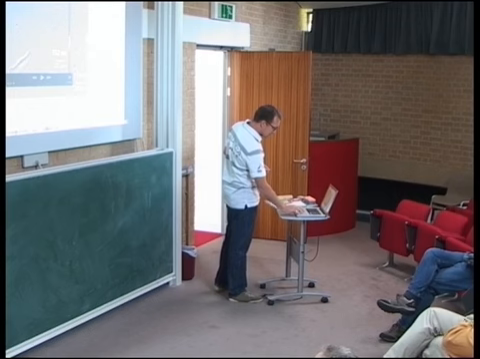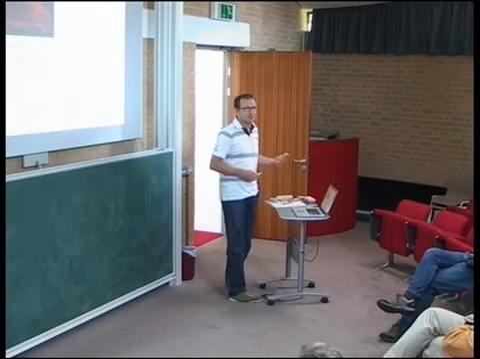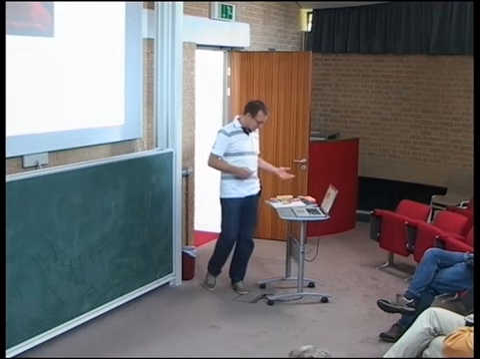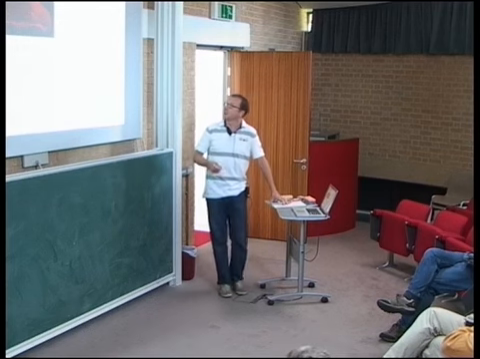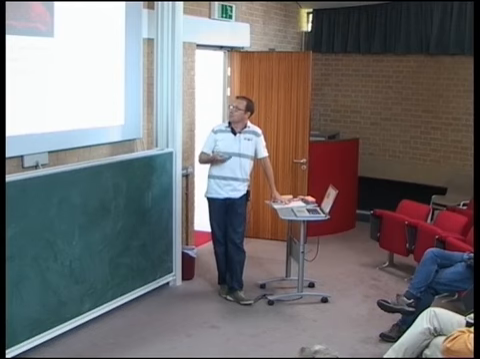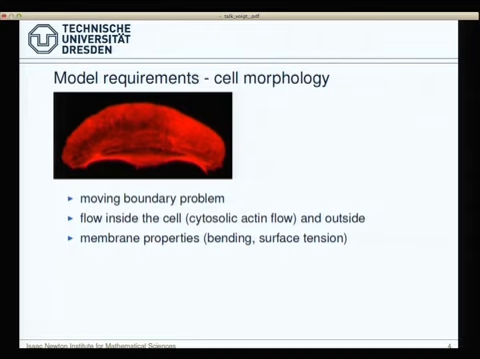with a continuum modeling approach. Now let's step by step go through some requirements which need to be taken into account to describe this. So first of all, I have to describe the cell morphology. Mathematically, it's clearly some moving boundary problem. So this thing moves, it deforms, and so on. So we need to describe the shape of the cell and its movement.